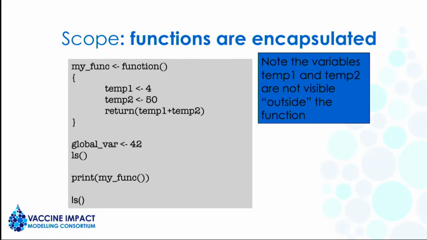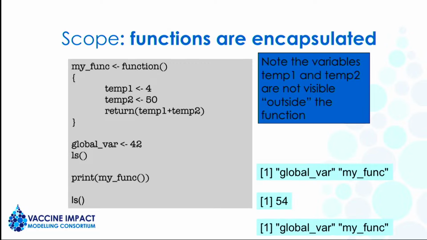The user shouldn't need to know what goes on inside the function. So if we run ls after we've typed this into the workspace, we see that there's the global variable 42 and there's the function. And after we print the value of the function, 54, we run ls again, we've got exactly the same objects in our workspace. Nothing's been created, nothing's been destroyed.